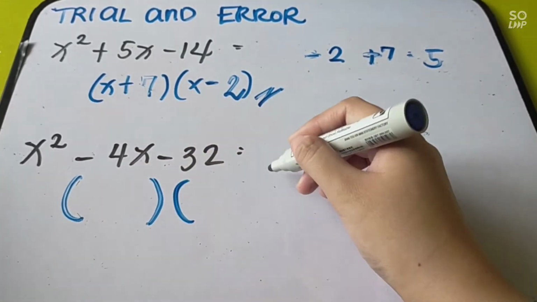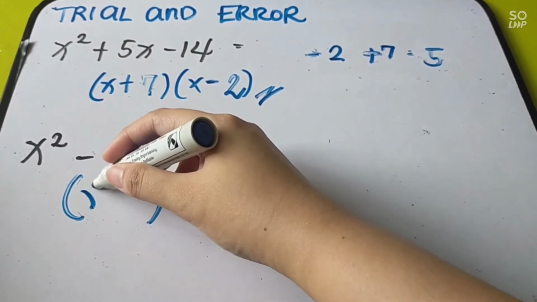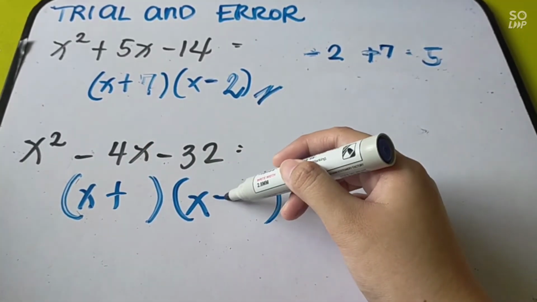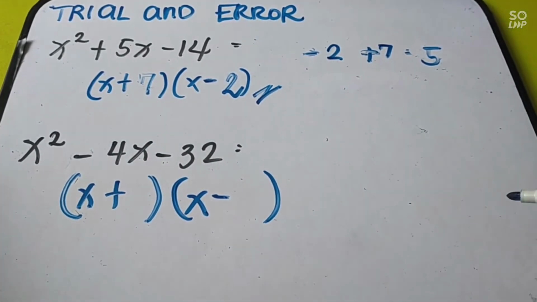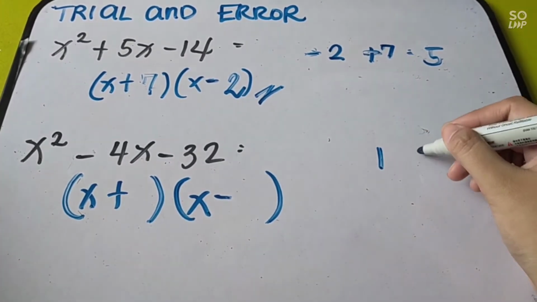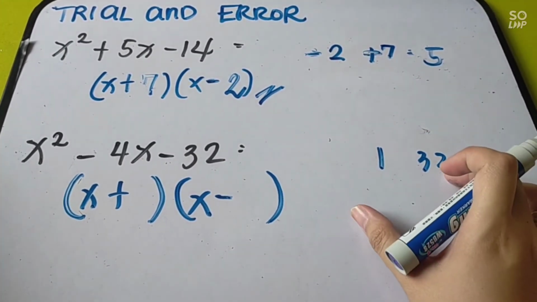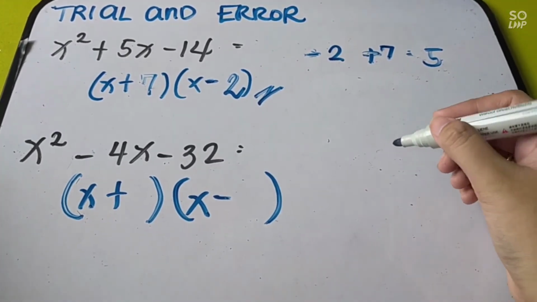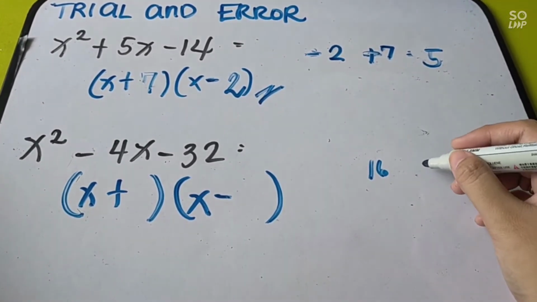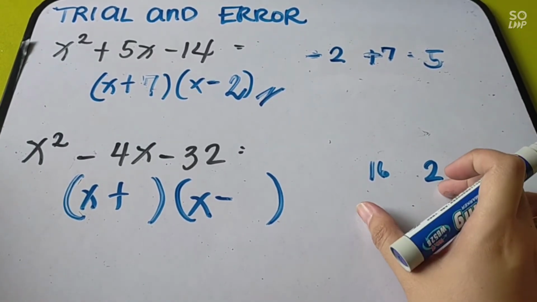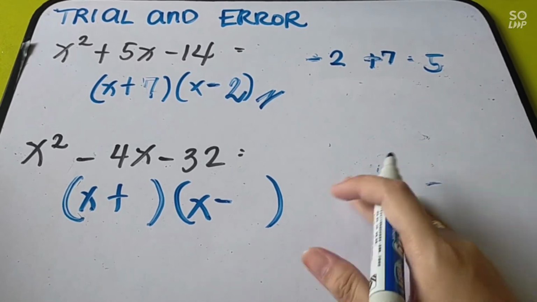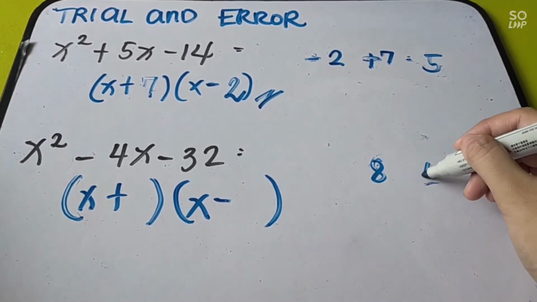Open, close, open, close. Factors ni x squared, we have x and x. Since this one is negative, isang positive, isang negative. Let us have all the factors of 32. So, we have 1 and 32. Obviously, pag sinubtract or add mo, hindi siya makukuha ng 4. Next tayo, we have here 16 and then we have 2. Pag sinubtract mo ba siya or in-add siya, 4 ang sagot? Hindi, mali pa rin.